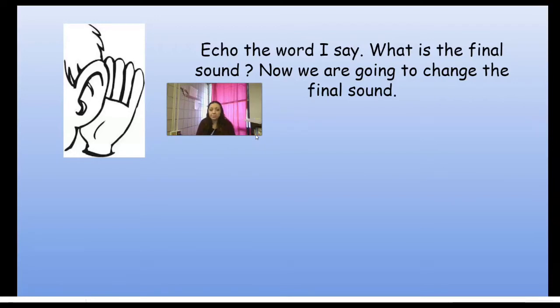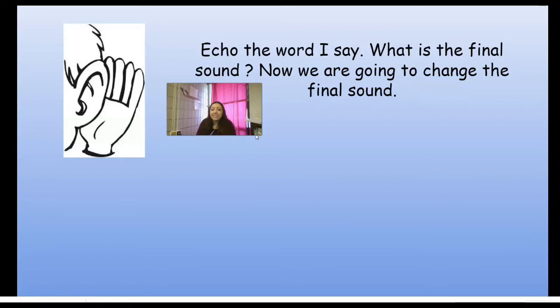Okay, what about the word tree? Tree. What's the last sound you hear in tree? That's right, that long E sound. So we're going to change the E sound to a U sound. U. True, very good. Okay, what about the last sound in slick? Slick. That's right, it's the K sound. What if I want to change the K sound to a P? Slip. Very good.